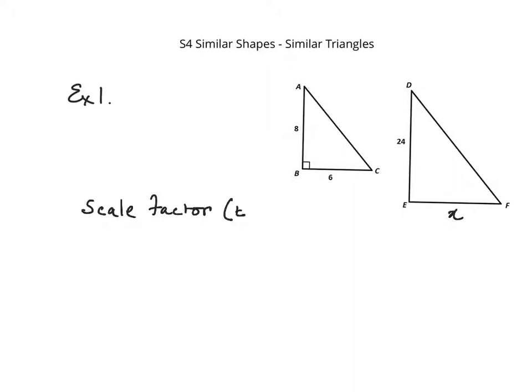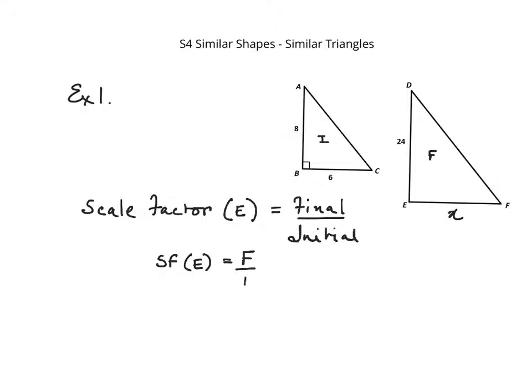And we can calculate the scale factor for enlargement or reduction. I'm going to calculate the scale factor for enlargement, which means we're starting with this shape and we're finishing with this shape here. What I could do is put an I for initial length. This is the initial shape and this is the final shape. The formula for scale factor is final over initial. The whole formula can be abbreviated to SFE for enlargement equals F over I.